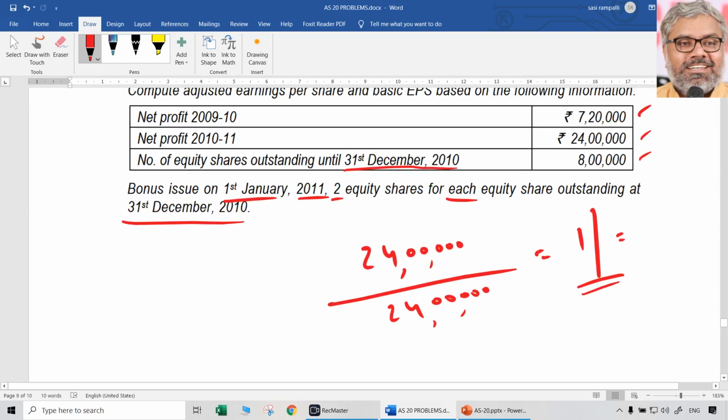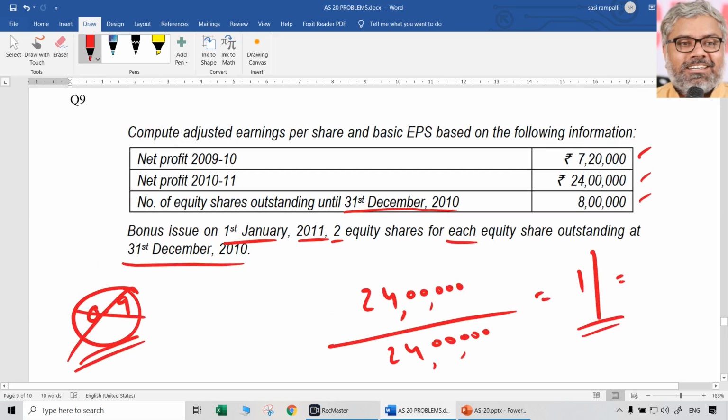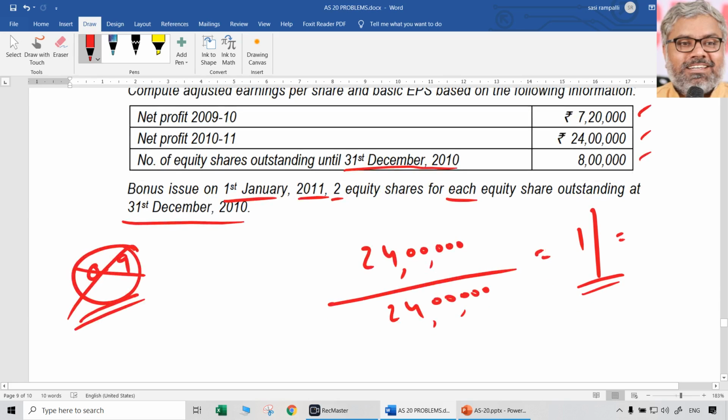Last year EPS would have been how much? Normally speaking, 7,20,000 divided by 8 lakhs means 0.9. So last year's EPS is 0.9, current year EPS is 1. Are they comparable? No, they are not. That would be wrong because profits have increased tremendously. 0.9 to 1 doesn't show that increase.